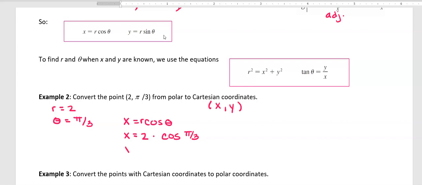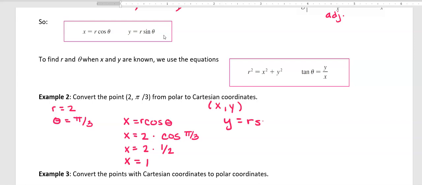So the cosine of pi over 3, and I'm sure with this lesson, you'll really start to remember your unit circle. So cosine at pi over 3 is 1/2. So 1/2 times 2 would give us an x value of 1. Now we'll do the same to find our y.